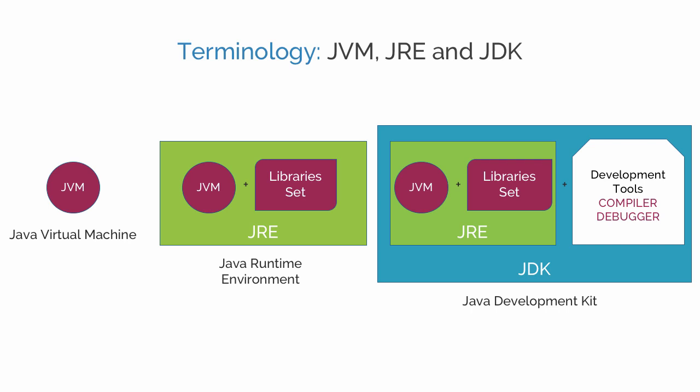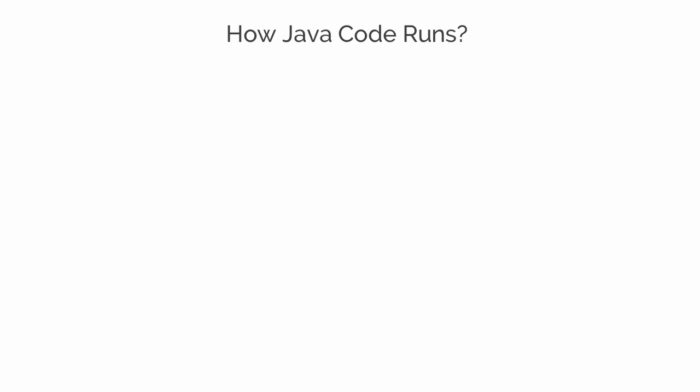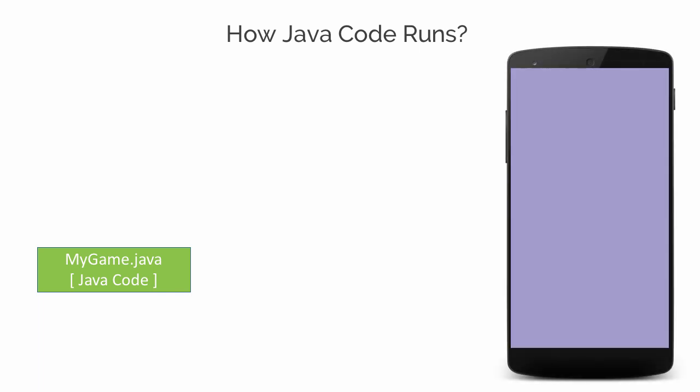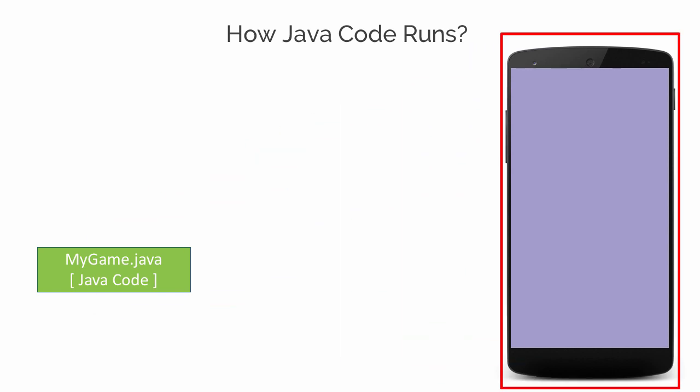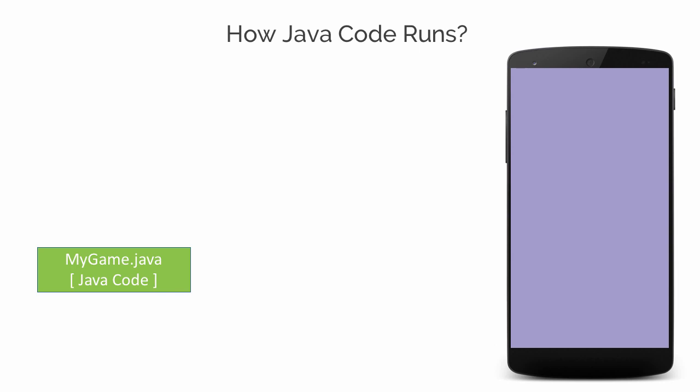Now the question arises how all these work together to make a code run. Now suppose we have a Java file. Let us assume mygame.java. So each Java file that contains Java code has the extension .java. Now we have a device. Let us assume this device is capable of running the Java application. So our target is, when we click on the run button, I want to run this Java file inside my device. So what happens when we click on the run button?